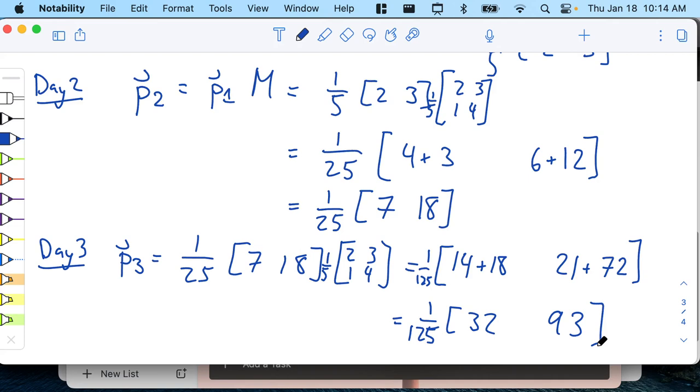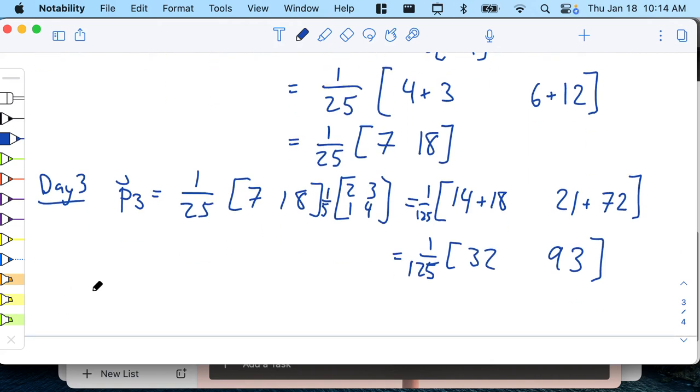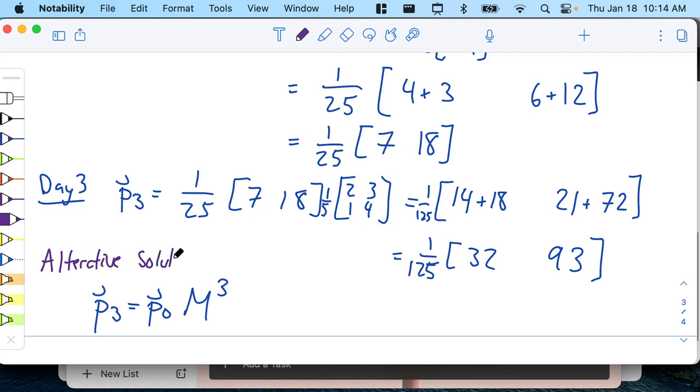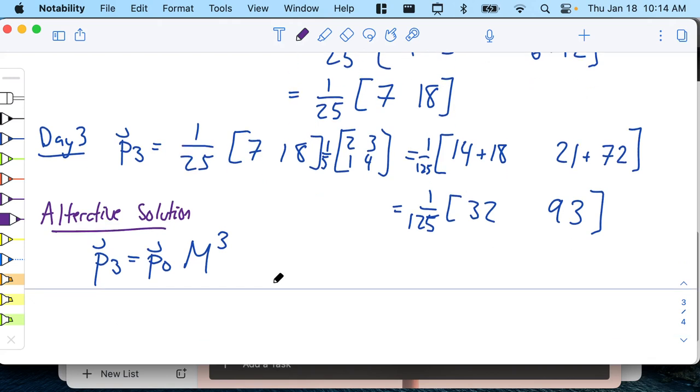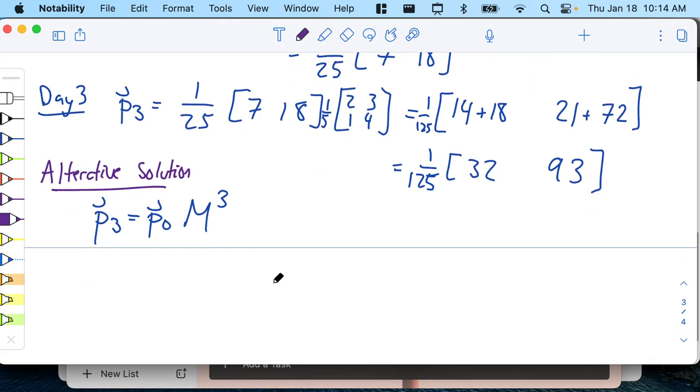There's a very slightly different way you can do it that ends up being the same thing. So here I was repeatedly updating the p's, but you could also stack the equations together and notice that p3 is actually p0 times m cubed. So this is an alternative solution. And that really is not very surprising. If we're multiplying by m every time and we multiply by m 3 times, that's what cubing a matrix means. So you could have done m cubed.